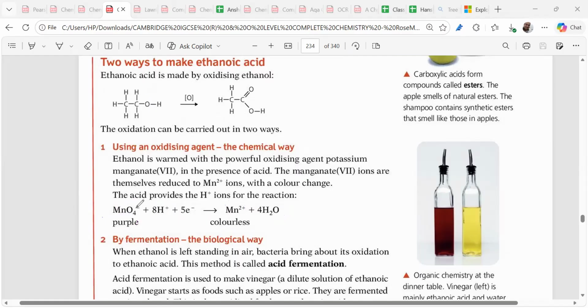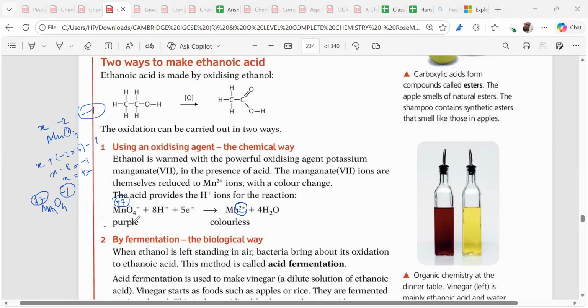So what we do: this is MnO4 minus, and Mn here is plus 7, and this is plus 2. How to calculate? MnO4 minus has a charge of minus 1, and oxygen is minus 2. Let Mn be x. So x plus minus 2 into 4 is equal to minus 1. x minus 8 is equal to minus 1, or x is equal to plus 7. Understood? Plus 7 goes to plus 2 over here.